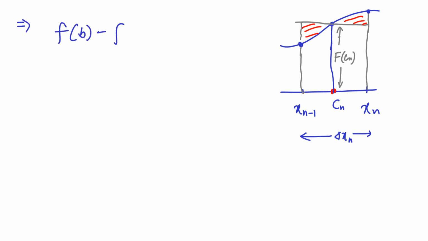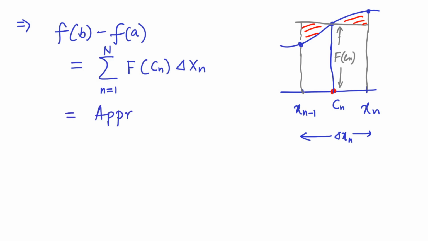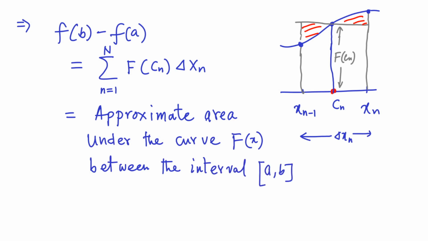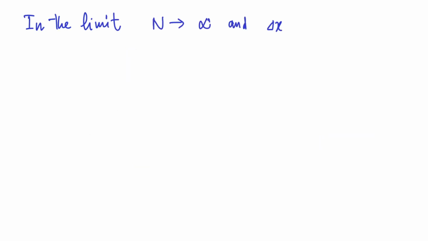Now this summation can be interpreted as the approximate area under the curve capital F of x between the interval a comma b. If you consider the product of F of cn times delta xn, then from the graph, as you can see, this is the area of a rectangle having the width delta xn and the height F of cn. Now you can see that this rectangle overcounts the area in some region and then undercounts the area in some other region.